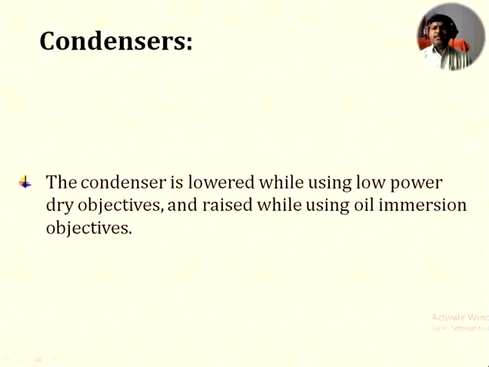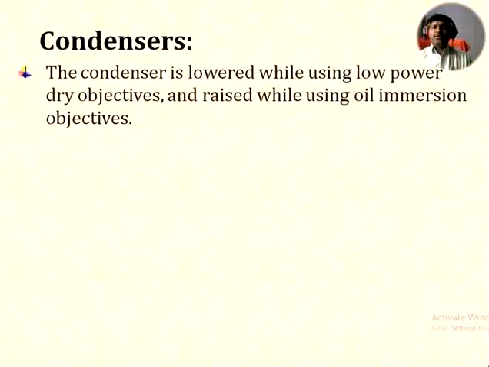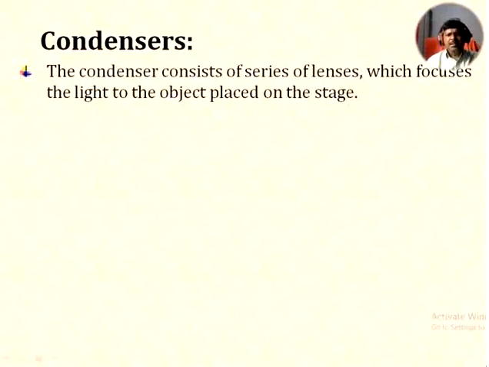The condenser is lowered while using low power dry objectives and raised while using the oil immersion objective. Suppose we are using 10x and 45x. These are dry objectives. That means there is no oil or liquid touching the objective. But in case of the oil immersion objective, there is oil present and that oil touches the objective lens, and at that time we have to raise the condenser.